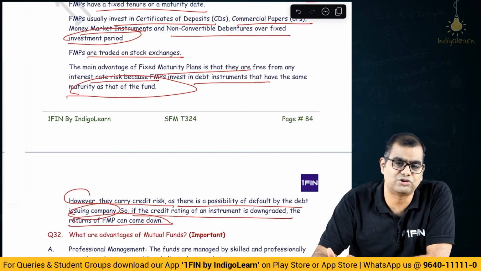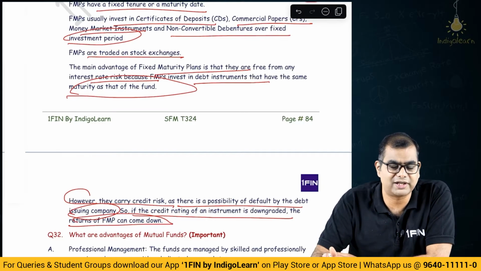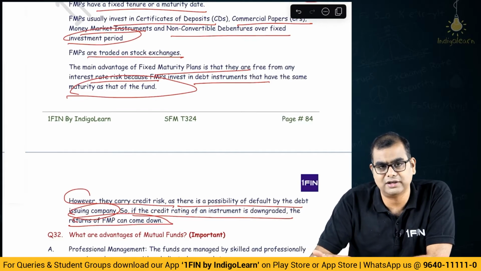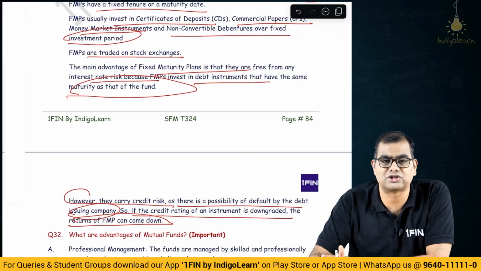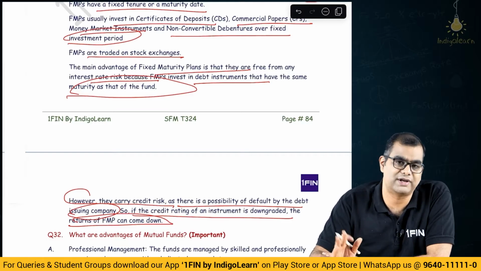So you also have this issue of price coming down because of a change in credit rating. Even if you have invested till the maturity date, if the particular company's debt is going to become worthless because of a downgrade in credit rating, then you may as well sell it off in the market, in which case you will actually make a loss.